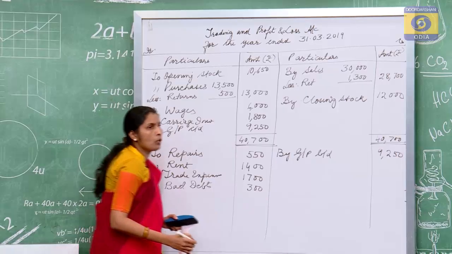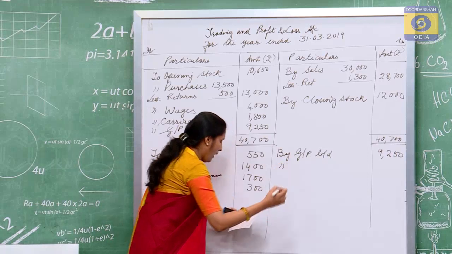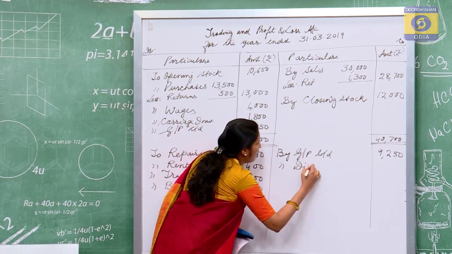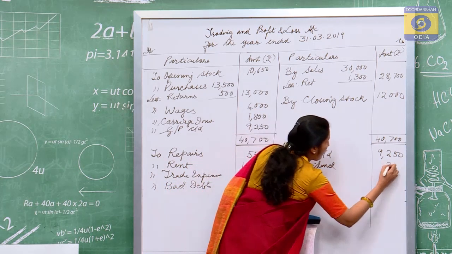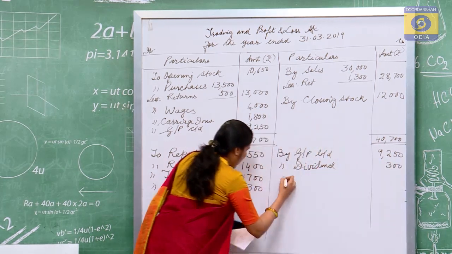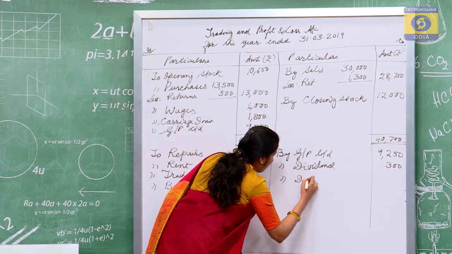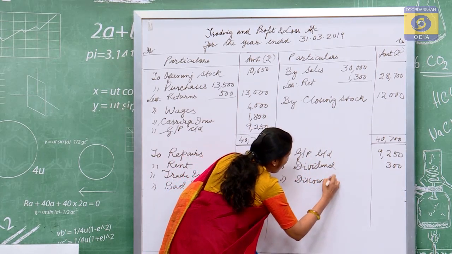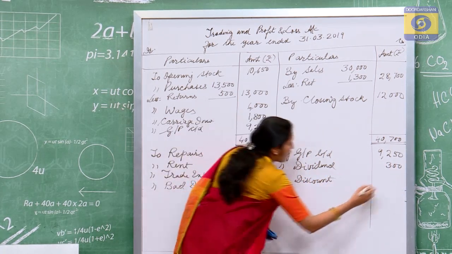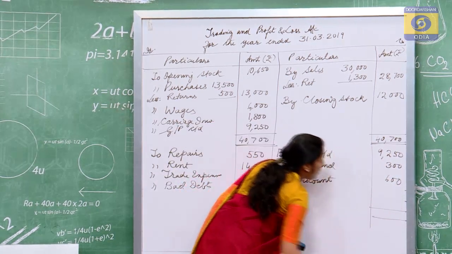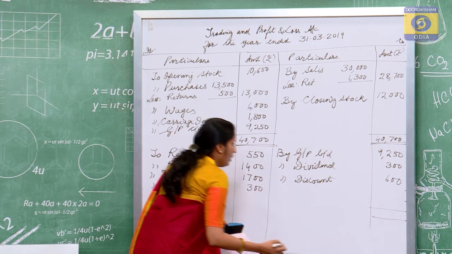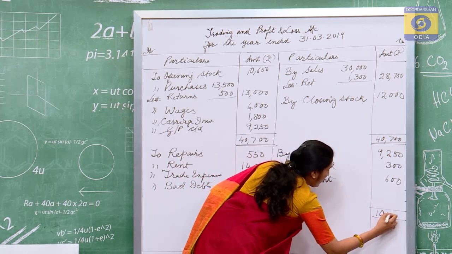We have some items on the credit side as well. So by dividend, the amount of dividend given to us is 300. And we have discount. So the amount of discount is 600. Let's now do the totaling on the credit side of profit and loss account. The total will be 10,150.